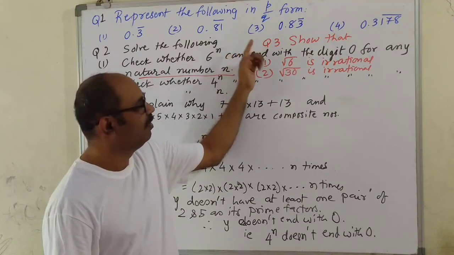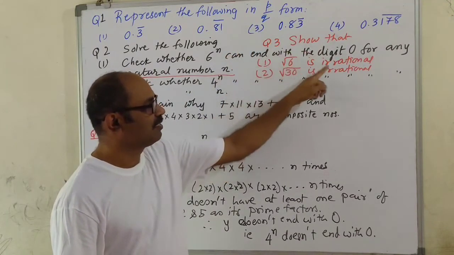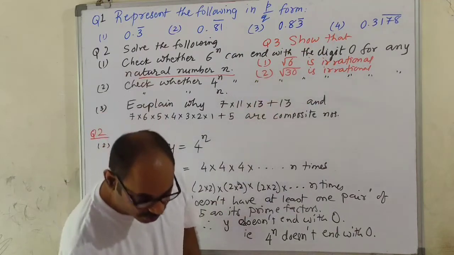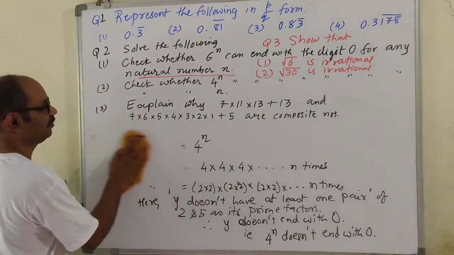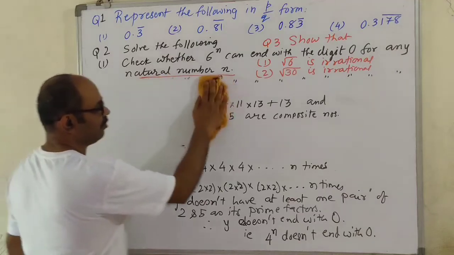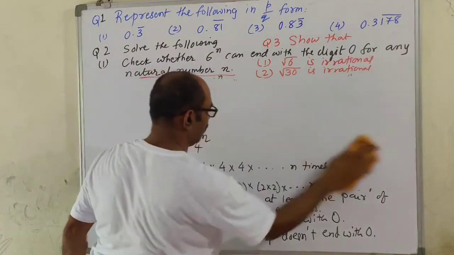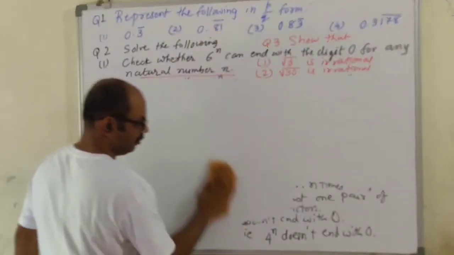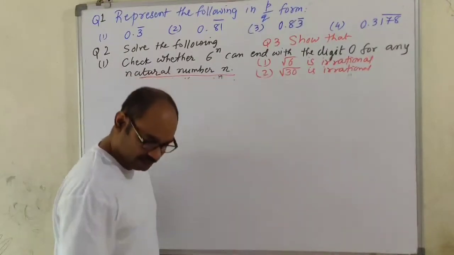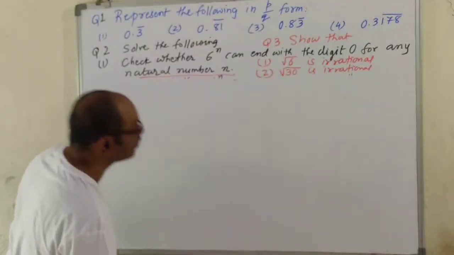Third question I have put here. Show that root 6 is irrational and root 30 is irrational. I can erase this part also now. All right. So we have enough space now. Now this is question 3 and first one.